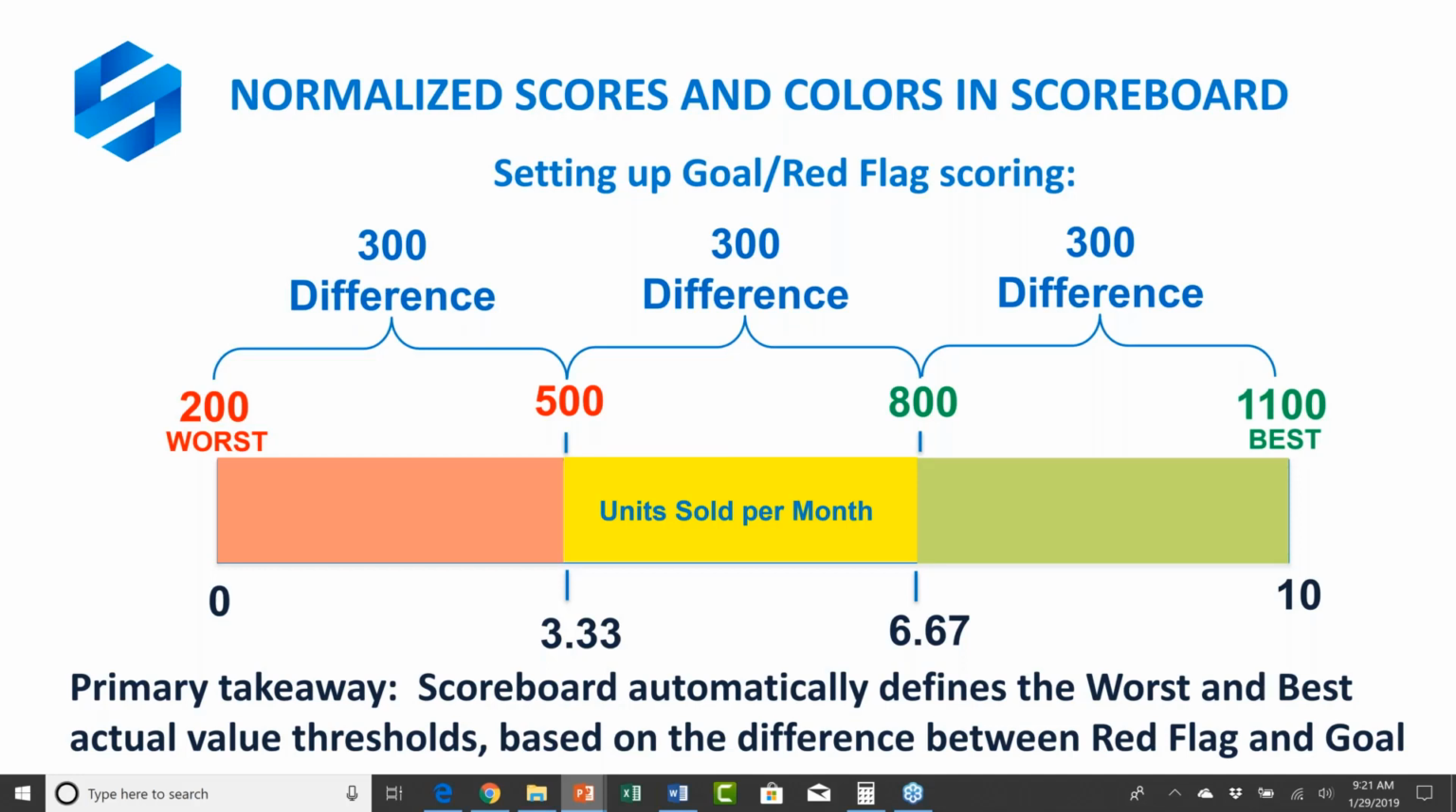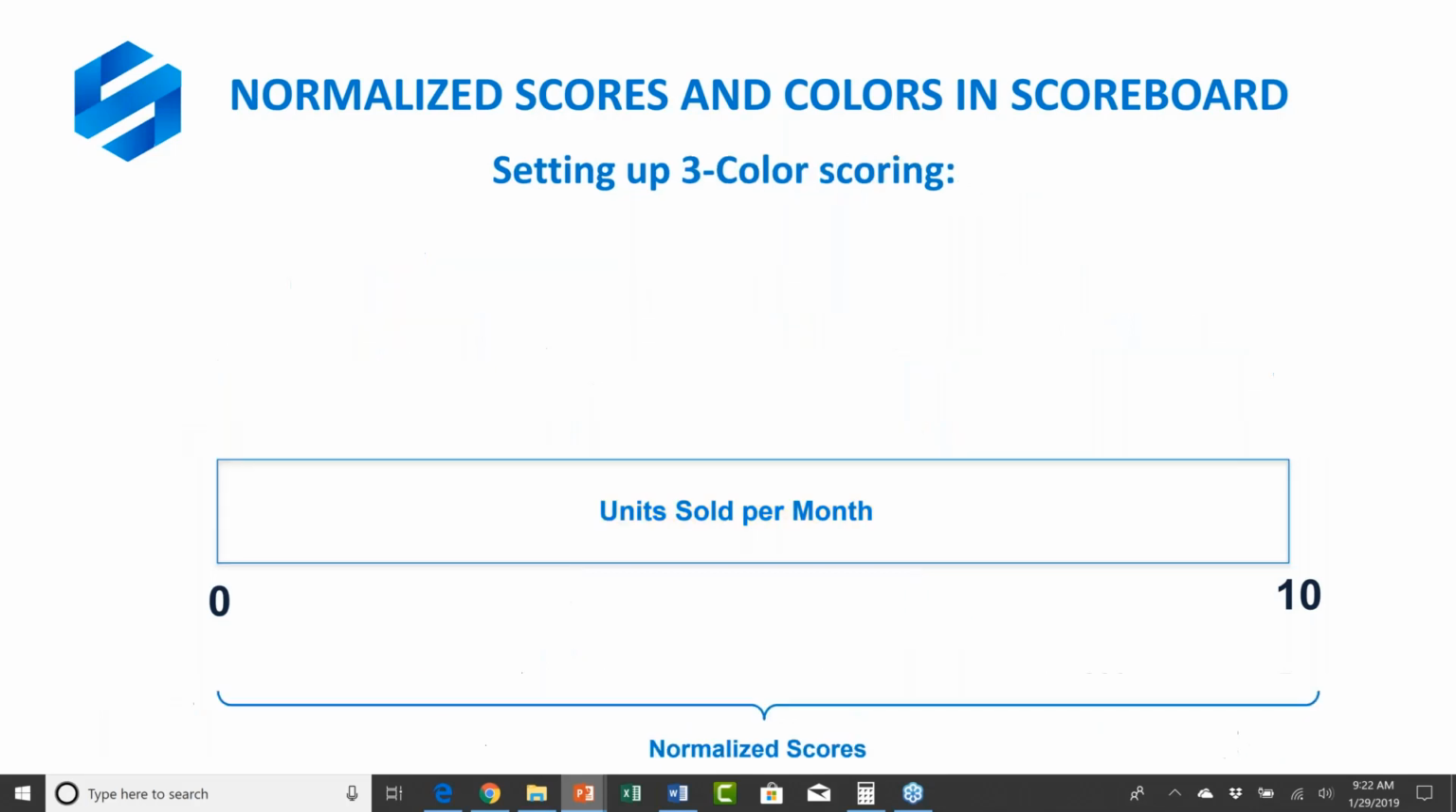Now, the key takeaway from setting up a goal and red flag is that you only have to define the goal and the red flag, right? The Scoreboard system automatically defines the worst and the best actual threshold values, and it's all based upon the difference between the red flag and the goal actual values. And that can be great because you only have to provide two numbers. You just have to provide goal and you just have to provide red flag, and Scoreboard takes care of the rest. But there may be situations where you want a little more control over what you define as worst or what you define as best.